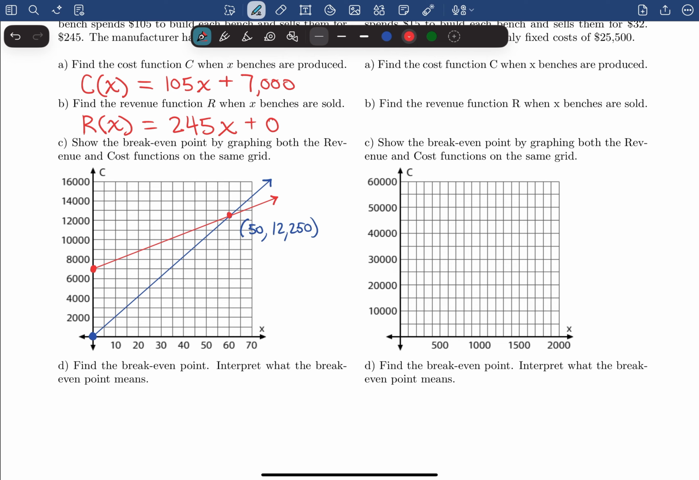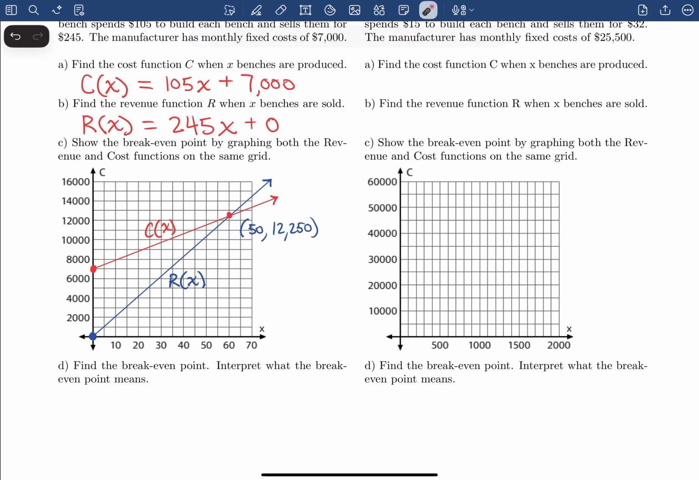All right, so what have I just done? I've graphed my cost function, C of x, and it looks like this. And I've graphed my revenue function, R of x, and it looks like this. And it just so happens that I plugged in an x value of 50, and I got 12,250.